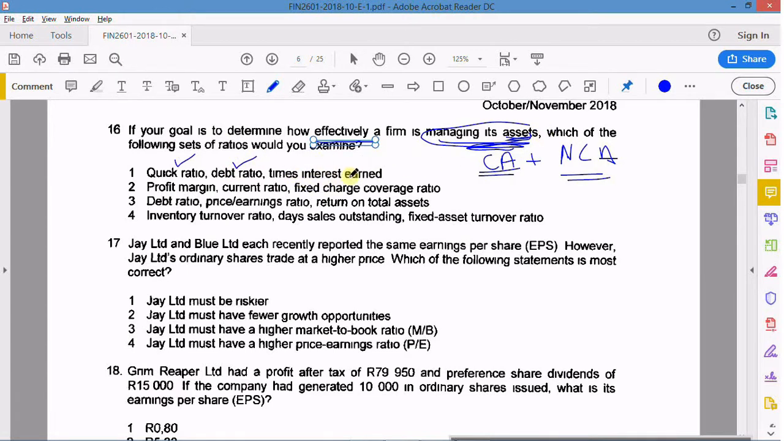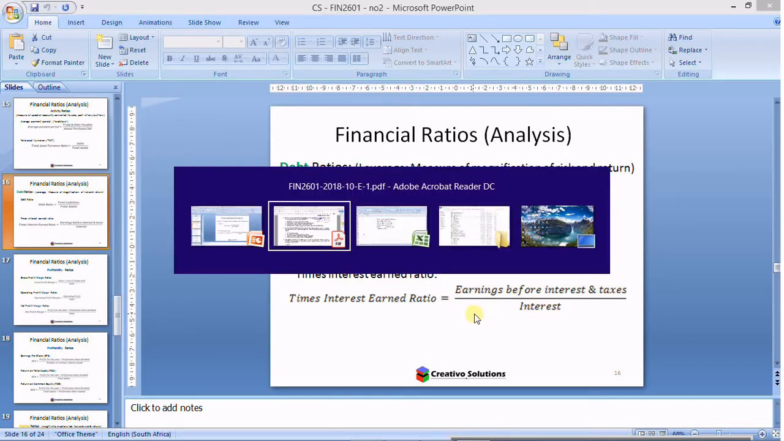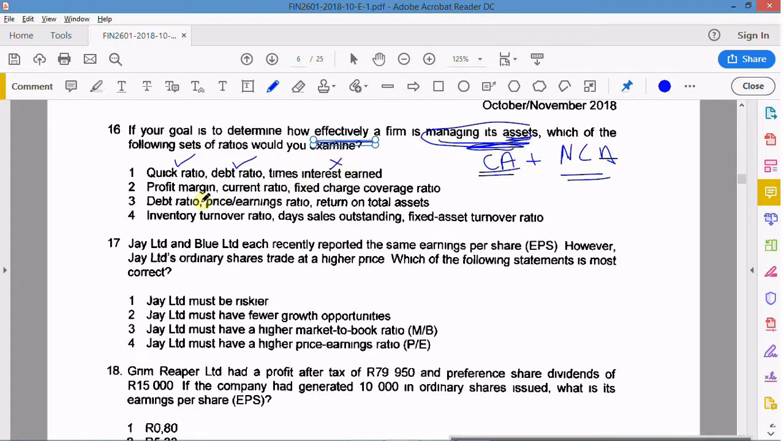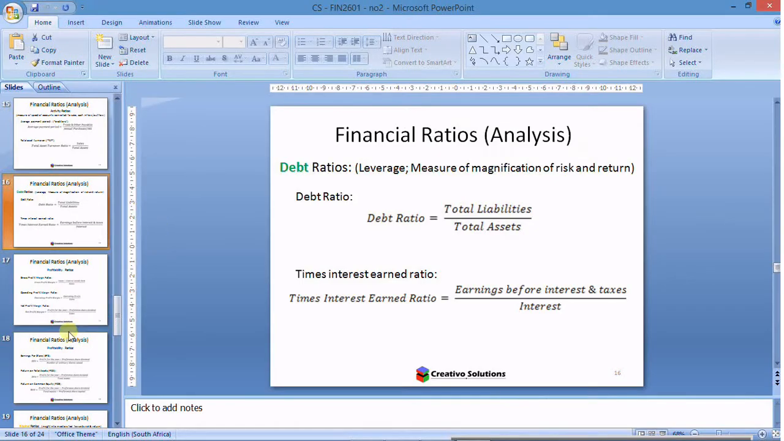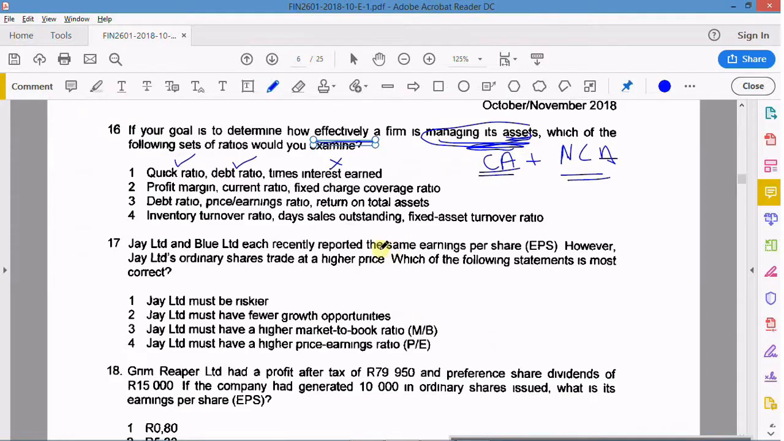Times interest earned, earnings before interest and tax over interest, is not relating to assets, so that one would be out. Profit margin might even be there, but you have different profits: gross profit, operating profit, net profit. All of these are over sales because this is looking at operations, so that one's out. A fixed charge coverage ratio is a strange ratio. You haven't looked at that one yet. It's not in the textbook, so that one's out.